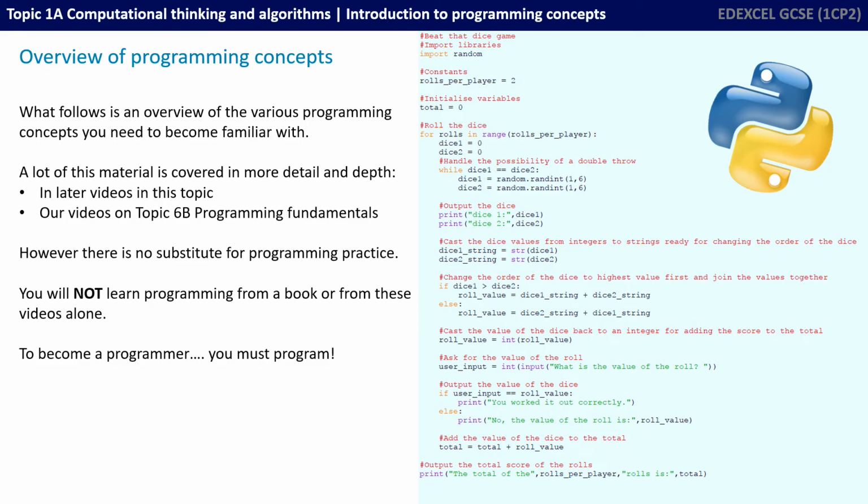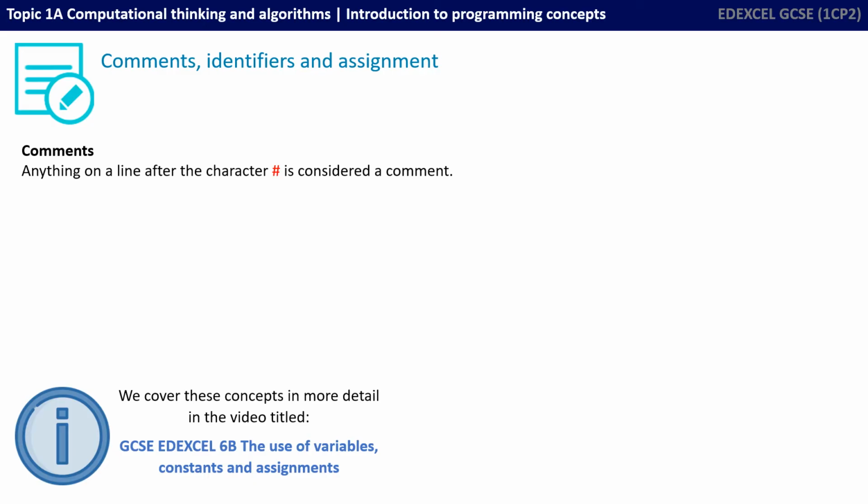So what follows then is an overview of the various programming concepts you need to become familiar with. As we said at the start, a lot of this material is covered in more detail and depth in later videos in this topic and also in our videos on topic 6b, Programming Fundamentals. However, we must stress there is no substitute for programming practice. You are not going to learn programming from a book or simply from watching these videos. To become a programmer, you have to program. So let's quickly run through and overview some of these concepts then.